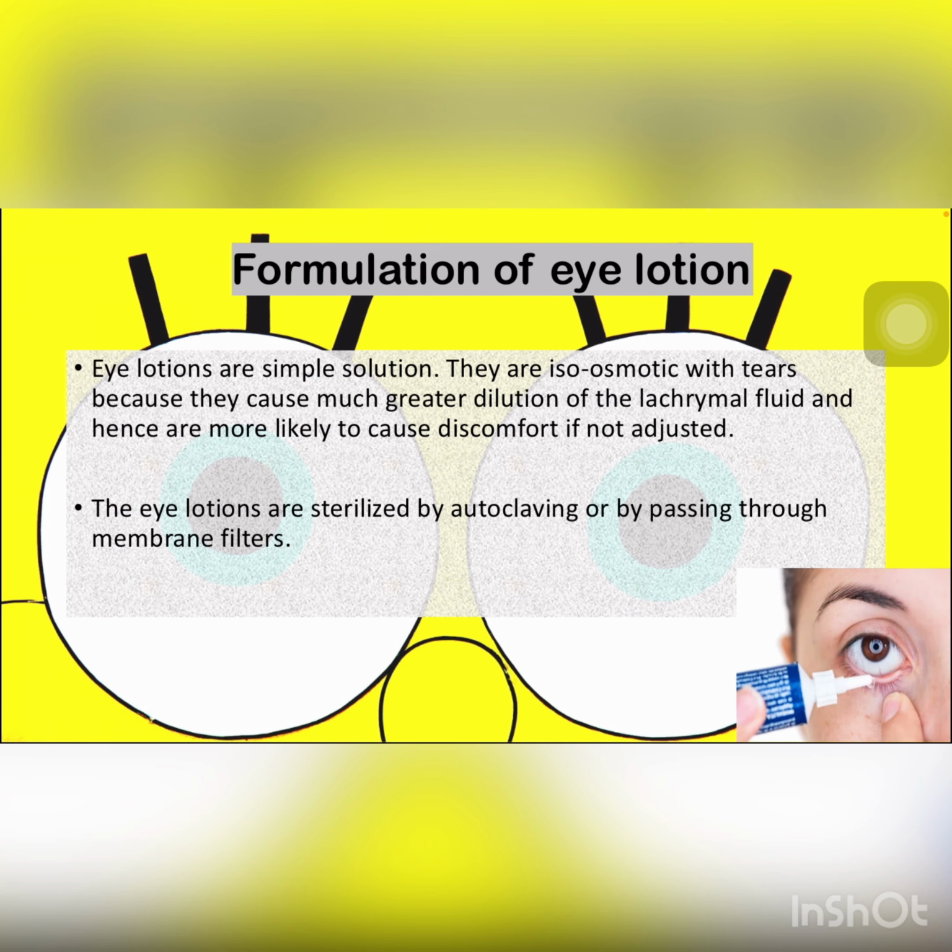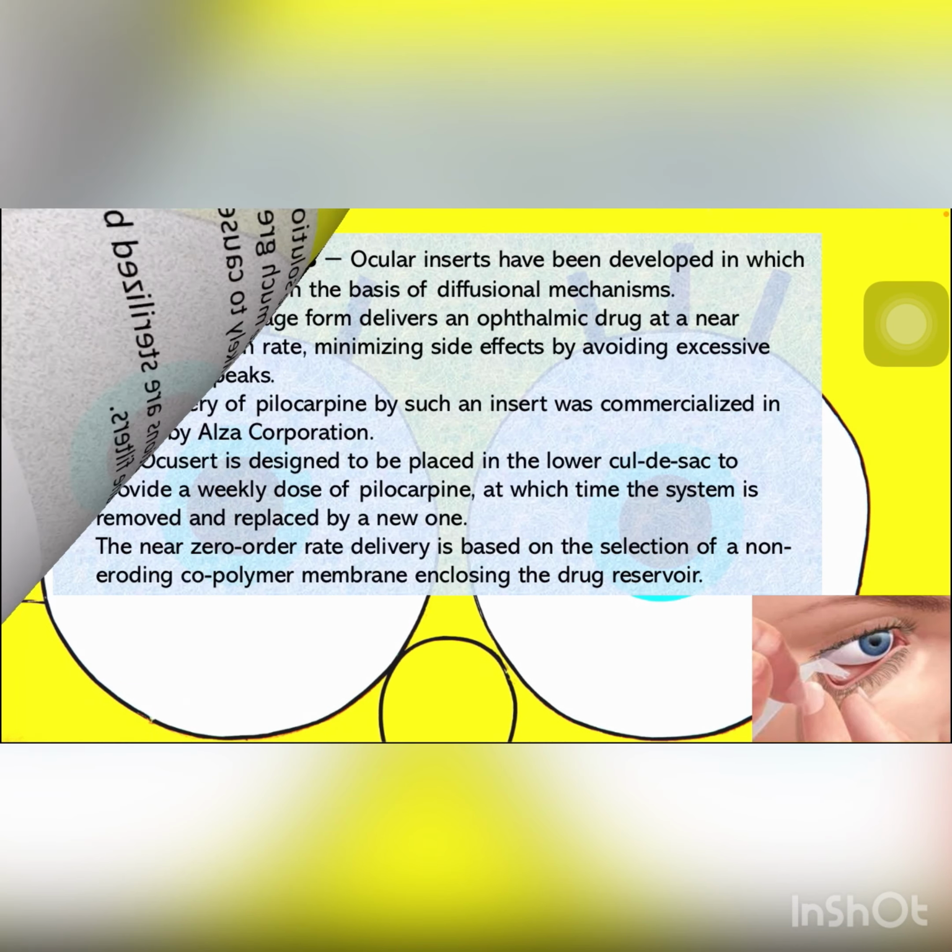Next is the formulation of eye lotion. Eye lotions are simple solutions. They are isoosmotic with tears because they cause much greater dilution of the lacrimal fluid and hence are more likely to cause discomfort if not adjusted. The eye lotions are sterilized by autoclaving or by passing through membrane filters.